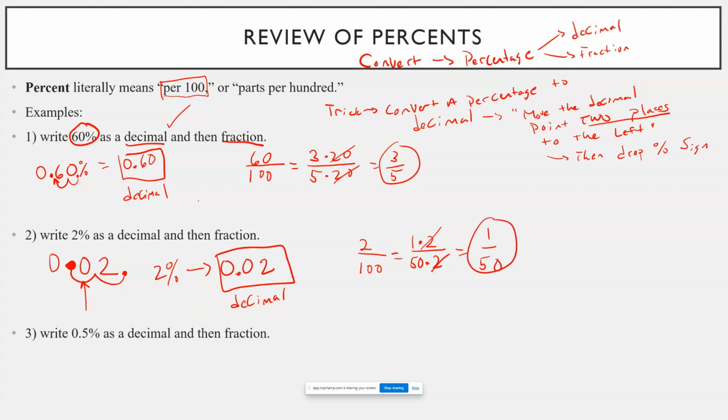All right, next. This one's a little bit tricky. Let's write this 0.05% as a decimal and then as a fraction. All right, so same thing. I'm just going to follow the rules. Move 2 places to the left. 1, 2. So I'm going to fill in that missing 0. So this 0.05% as a decimal, I'm going to put that leading 0 in, is 0.0005.